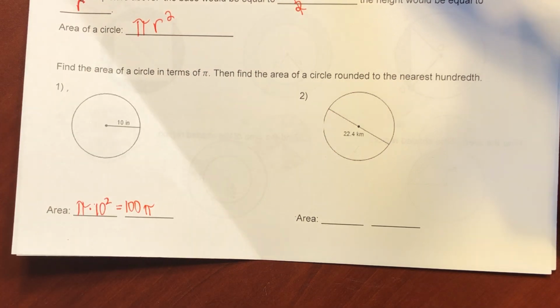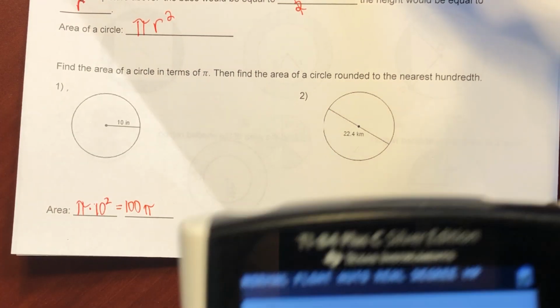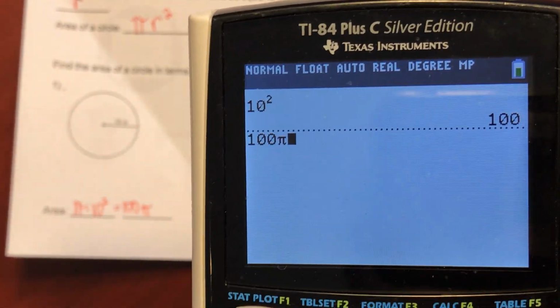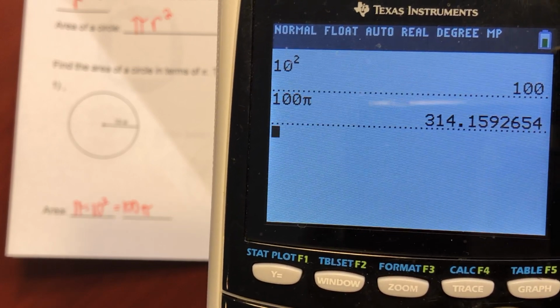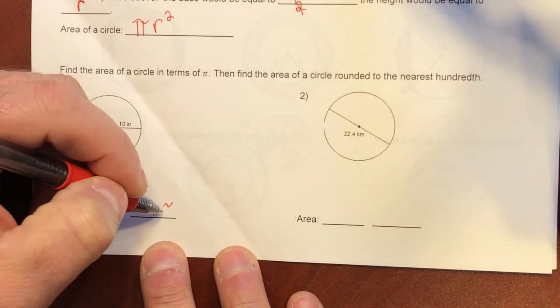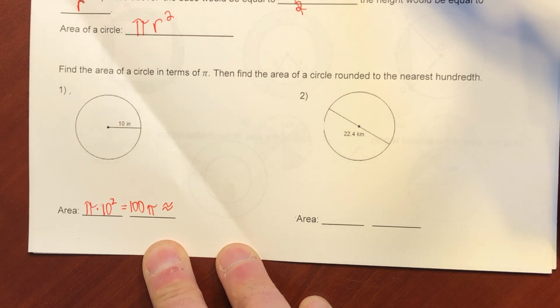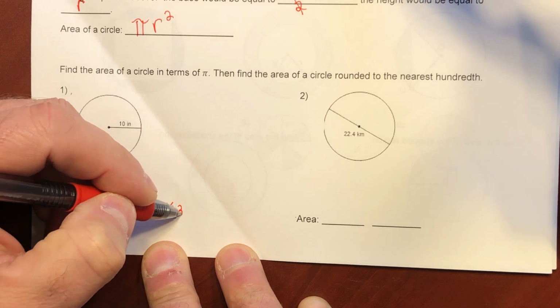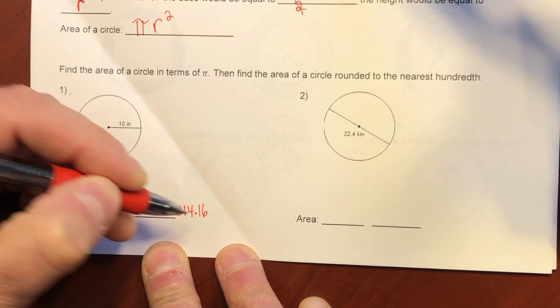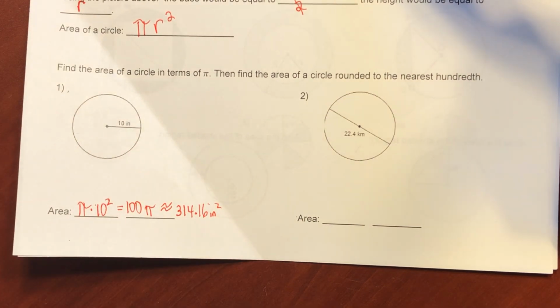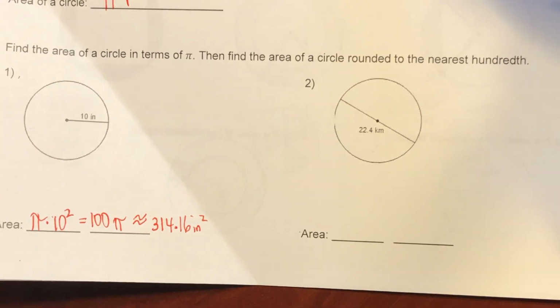Now they want it rounded to hundredths. So now I'm going to go 100 and the pi button, and I hit enter: 314.16. Notice I'm using the wavy equal sign, meaning I'm rounding off. 314.16, and that was in terms of inches, so inches squared. All right, let's go to number 2.